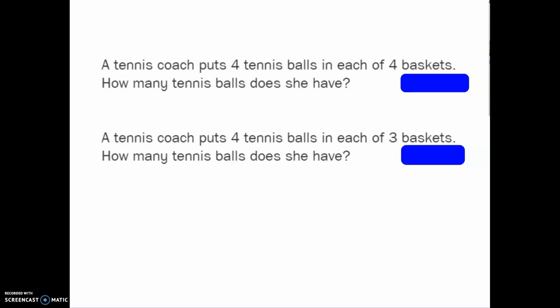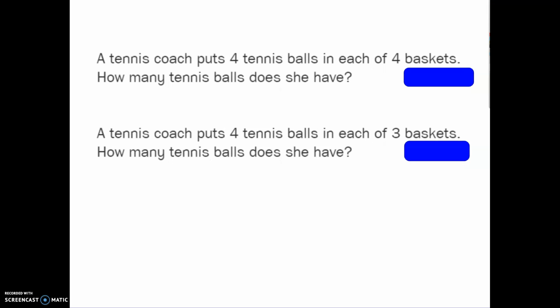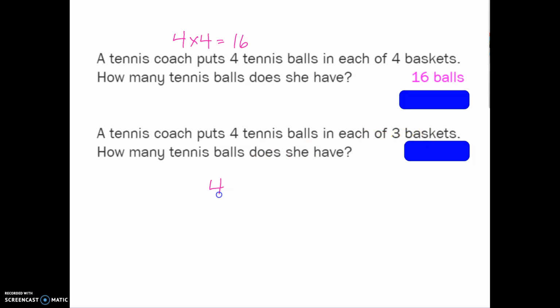Well, even though I'm asking you to do this mentally, you can think of a number sentence to go with it. So this would be 4 times 4. And I know that 4 groups of 4 is 16. So the answer is 16 balls. And the second one here, again, 4 tennis balls in each of 3 baskets. I can think of 4 times 3. I can think of 4 groups of 3, and that is 12. So it would be 12 tennis balls.